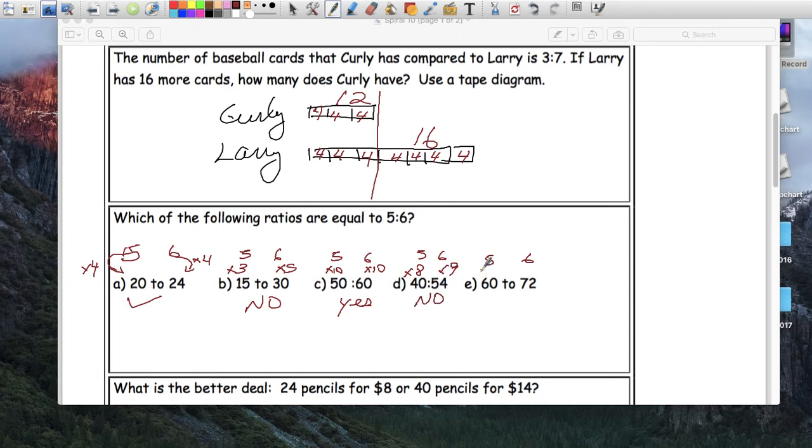5 to become a 60 is times 12, and 6 to become a 72 is times 12. So this is definitely a yes. So yes to A, to C, and to E. Which of these other ratios are equal to 5 to 6? They would be A, C, and E.